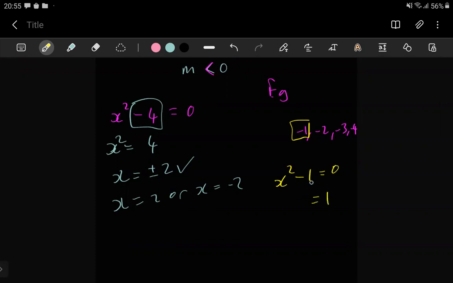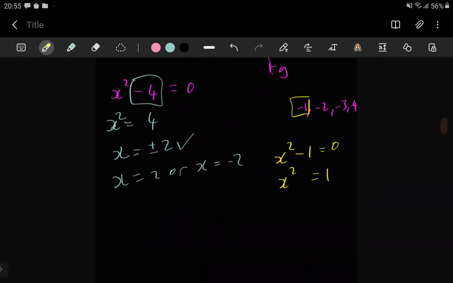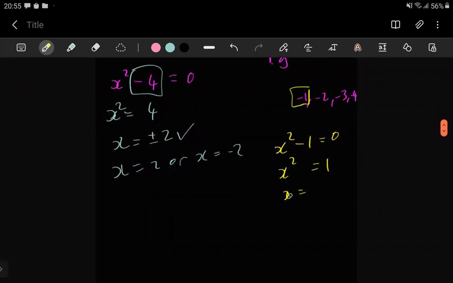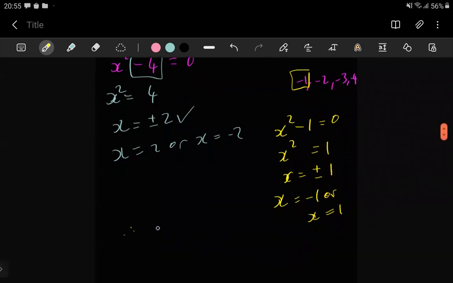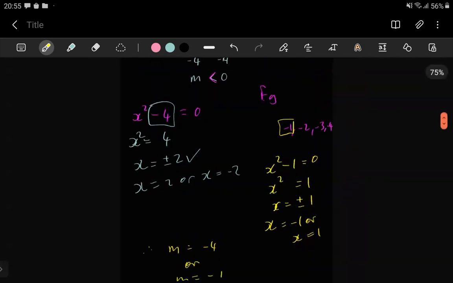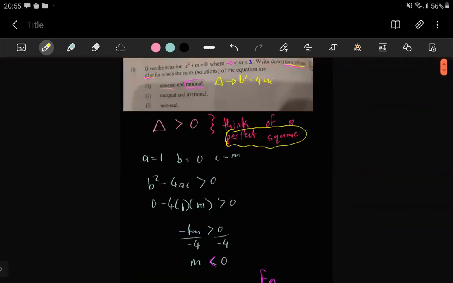Because when the 1 goes over to the other side, then you square root both sides, you're going to have plus or minus 1. So x is equal to -1 or x is equal to 1. These are two values that are not equal and they're also rational. So here we can say, therefore, m is equal to -4 or m is equal to -1. Because this answer up here just gave us an idea of which values for m we should consider in this restriction that were given up here.